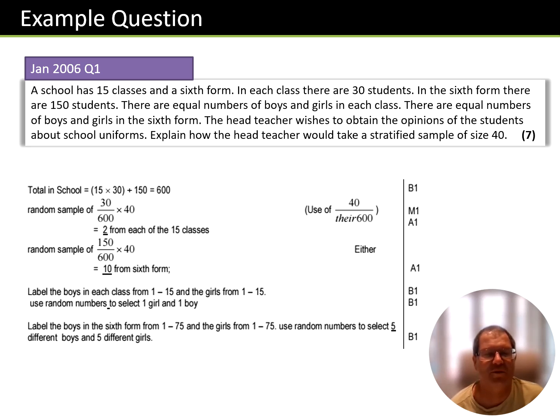In terms of the sixth form, we're just dividing 150 by 600, which is a quarter, times that by 40, so we want 10 students from the sixth form. So then we want to divide the 10 sixth formers into 5 boys and 5 girls, and randomly sample that. And as they've gone for each of the 15 classes, having 1 boy and 1 girl, they're labelling the boys in each class from 1 to 15 and the girls from 1 to 15, and then using a random number generator or hat to select 1 of each. And then in the sixth form, again, there's 75 boys and 75 girls in total. Okay, so we would use that frame to sample 5 boys and 5 girls.